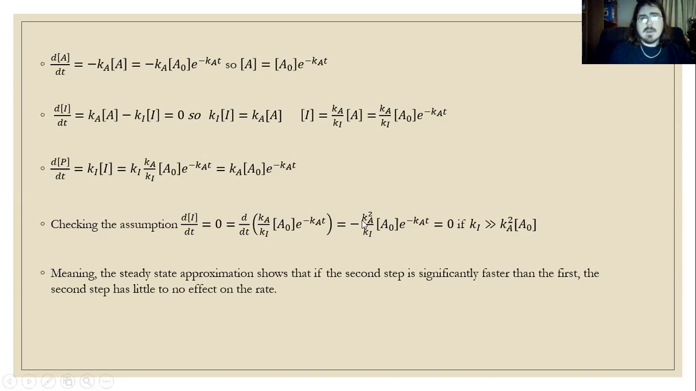Essentially, for this steady state approximation, if Ka is much, much smaller than Ki, then Ka squared divided by a big number, times E to the negative Ka T, which is a small number, should essentially approach 0. It will be close to 0. Meaning a steady state approximation shows that if the second step is significantly faster than the first, the second step will have little to no effect on the actual rate. It's just one more way to approximate this.